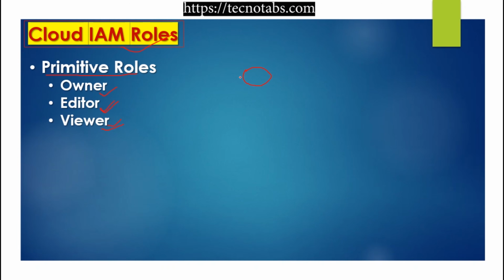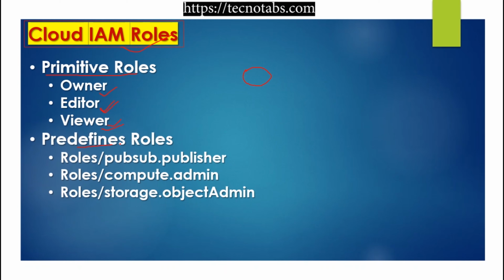Okay. So the second type of role, that is predefined roles. So the predefined roles, basically it can be a pub sub publisher or a compute admin or a storage object admin role. Okay, so these are the set of roles that are already defined by GCP. You cannot modify these roles. For example, the member with the compute admin role can perform the operations like create the compute engine, destroy it, or manage throughout its life cycle. And these are the predefined roles. We cannot edit these roles as these are defined by GCP.